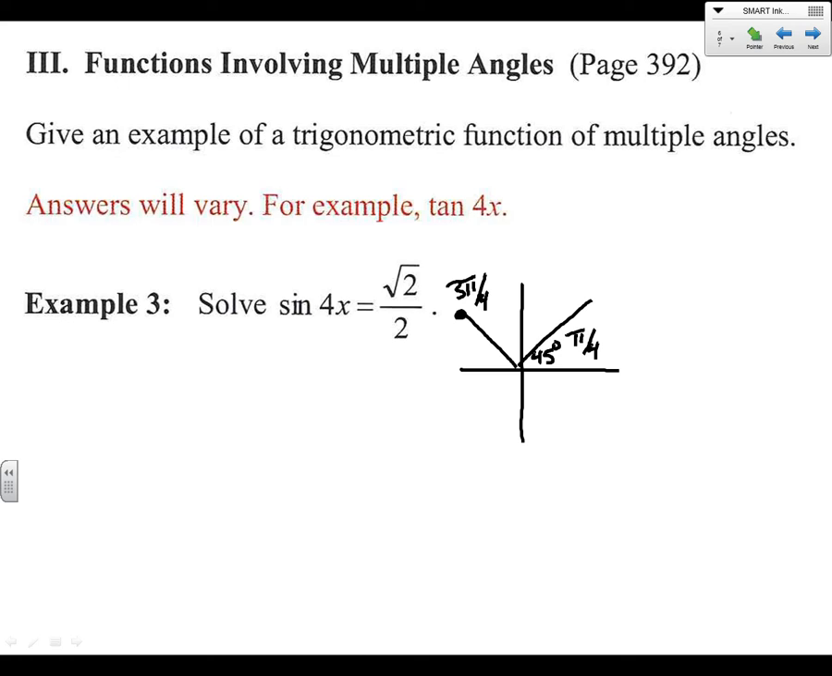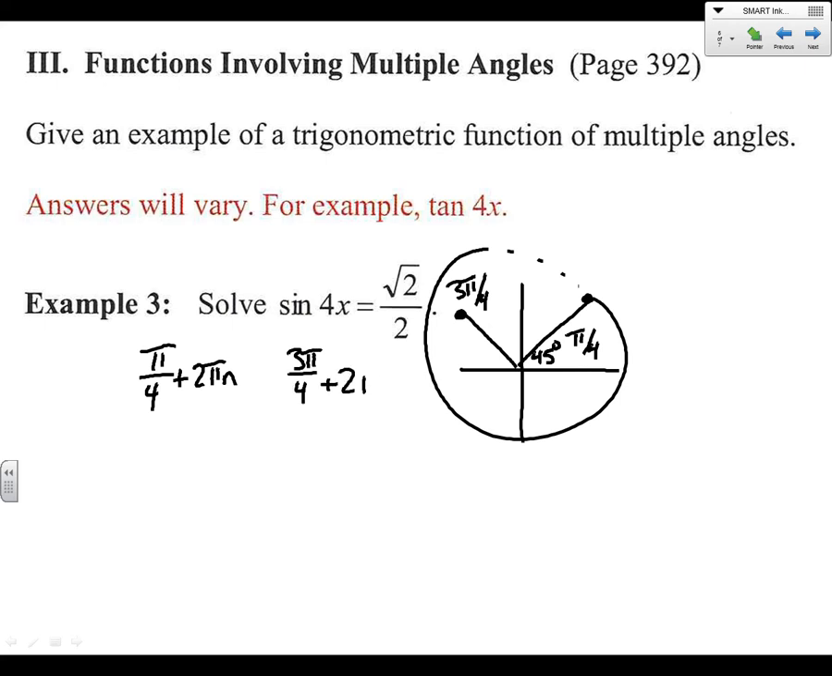All right, so 2 distinct answers, and then we're going to have to spin a full circle to get back to each answer. It's not a half circle, so we have pi over 4 plus 2 pi n, and we also have 3 pi over 4 plus 2 pi n, multiples of your whole circle. All right, and that, however, does not equal x. That equals 4x. So 4x equals both of these things. So what are we going to do with our final answer? We're going to divide everything we see by 4 to get x by itself.